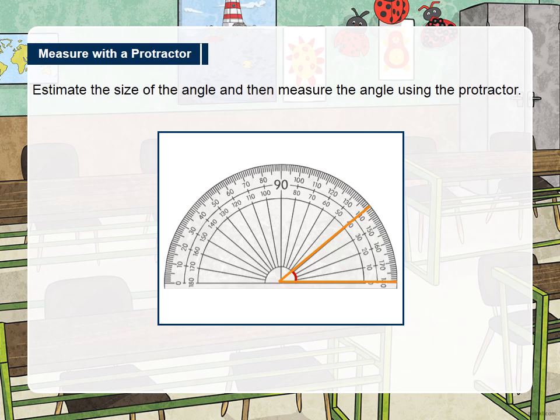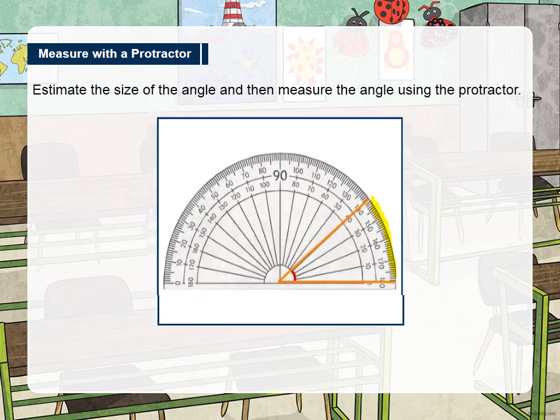Okay, we put it properly. We place the cross exactly at the point. Good. And 0. We start reading from 0. Look, the 0 here, then 10, 20, 30, 40. Excellent. So this is 40 degrees.